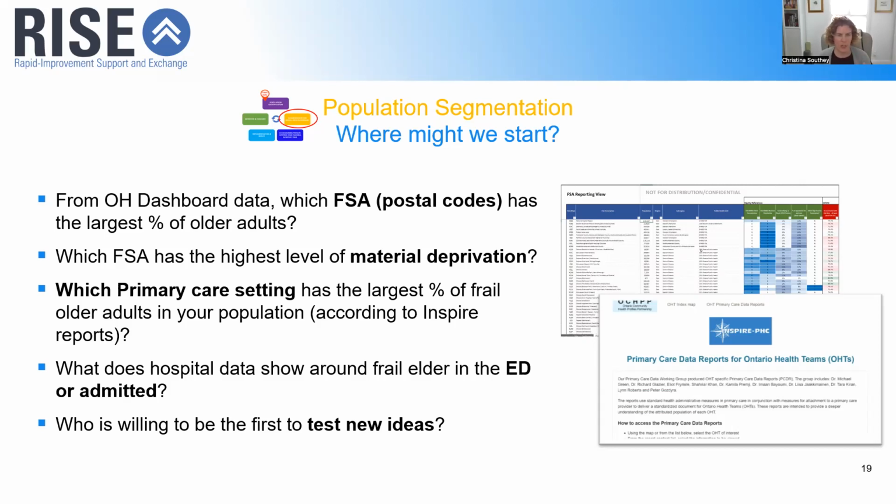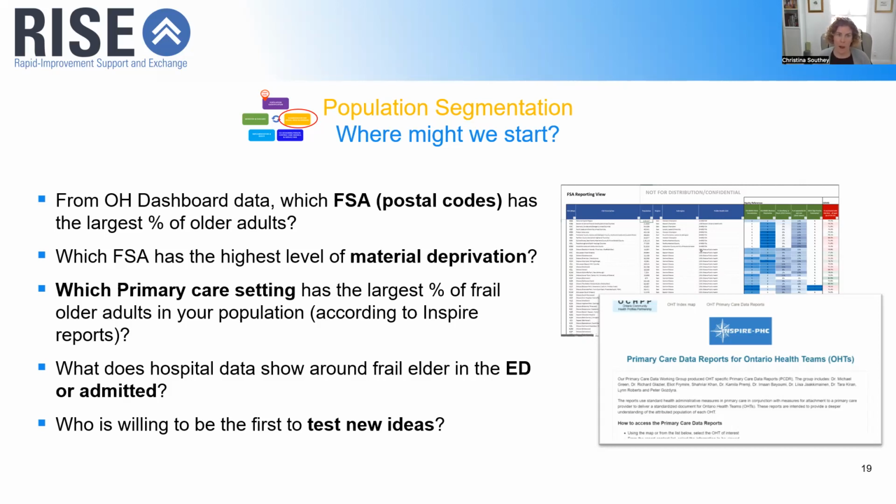In the OH dashboard, by postal code, there is an indication of the percent of older adults. If we're going to do a community-based strategy, where might we want to focus? There's some insight there. There's also insight into material deprivation. If we're looking at opportunities for low-income older adults, a community with a material deprivation of 5 and a high percentage of older adults is potentially a community to start off with as we look at how we can support individuals.